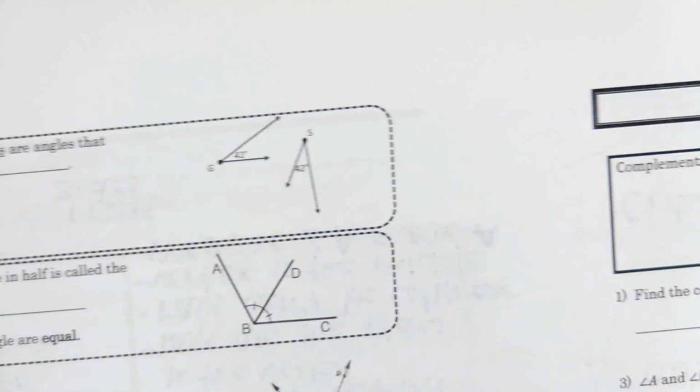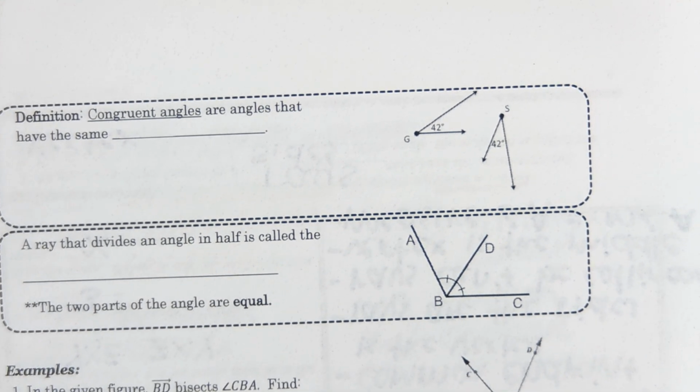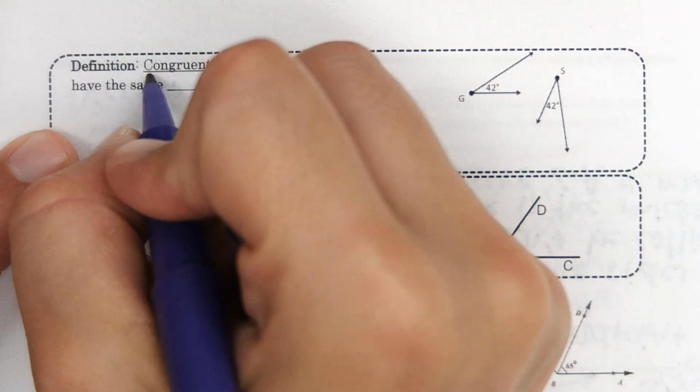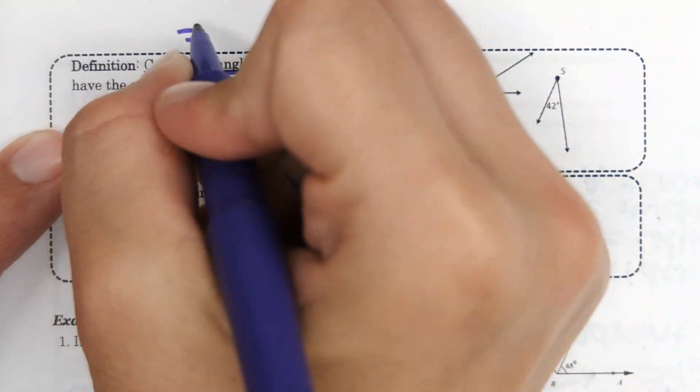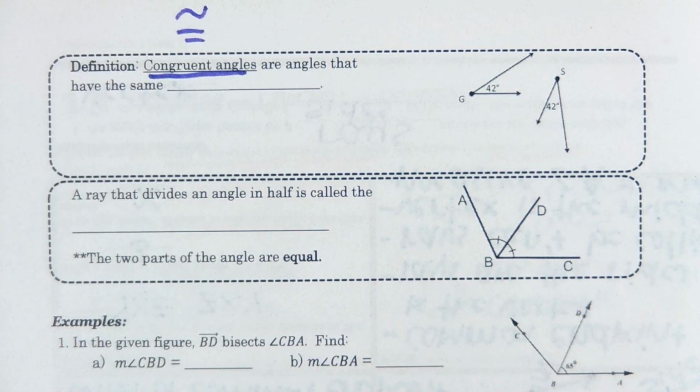Okay, so over here, there's two sides. This is for Monday, and then this is what we're doing today right here. Okay, so first concept, congruent angles. We saw that word congruent. This is the symbol for congruent. Congruent means the exact same shape and size.